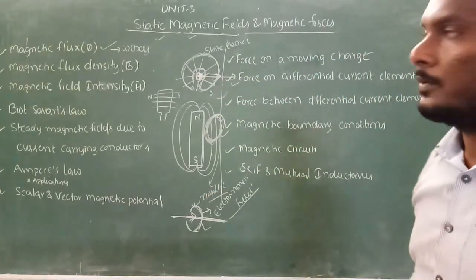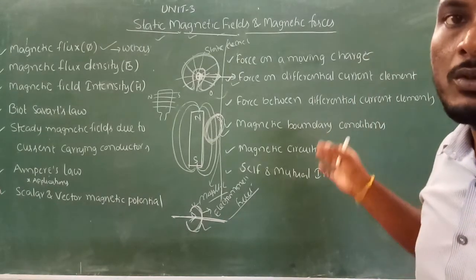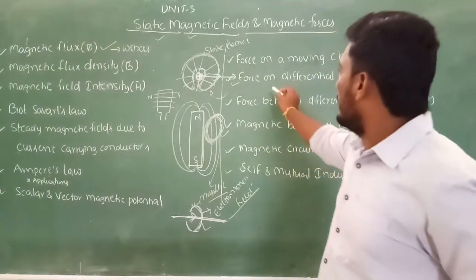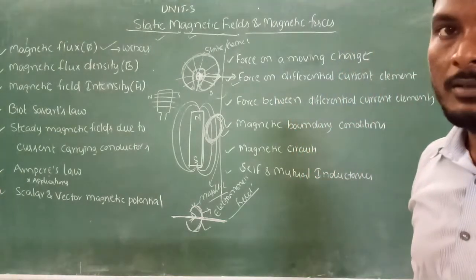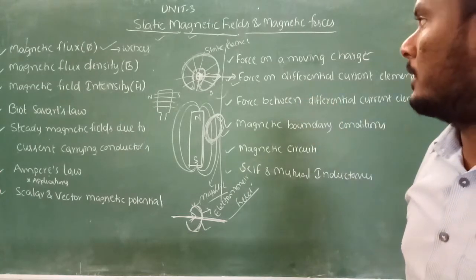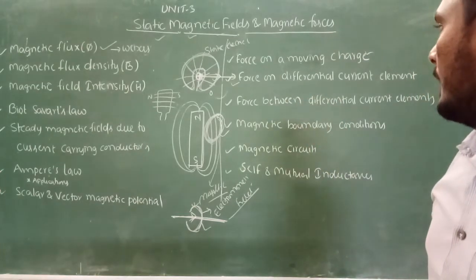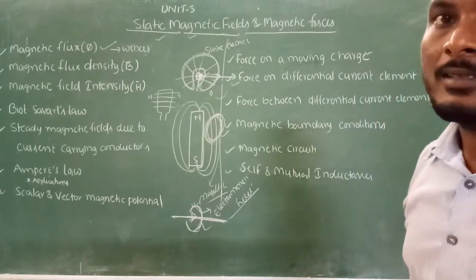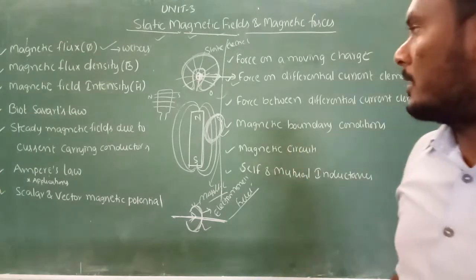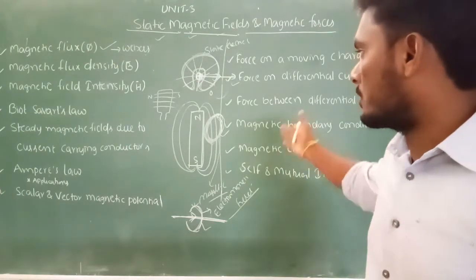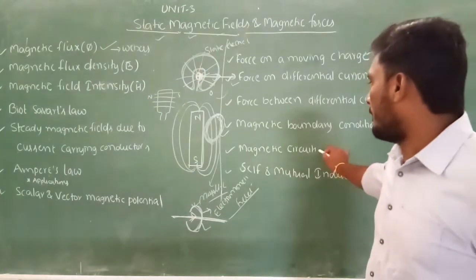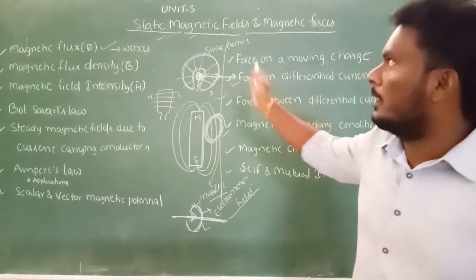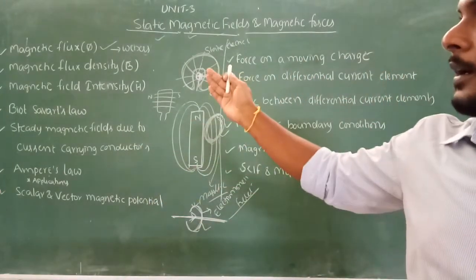This concept leads to the study of the Lorentz force equation. Similarly, the force on differential current elements is also going to be studied in this unit, as well as the force between differential current elements and magnetic boundary conditions. In dielectrics, in our second unit, we have already studied the boundary conditions. Similarly, we are going to study the magnetic boundary conditions and magnetic circuit, self and mutual inductance. This part is about the magnetic forces, and the first part is about static magnetic fields.